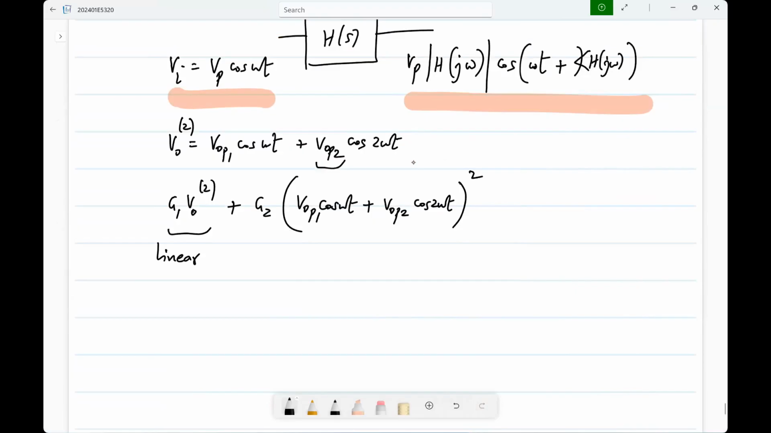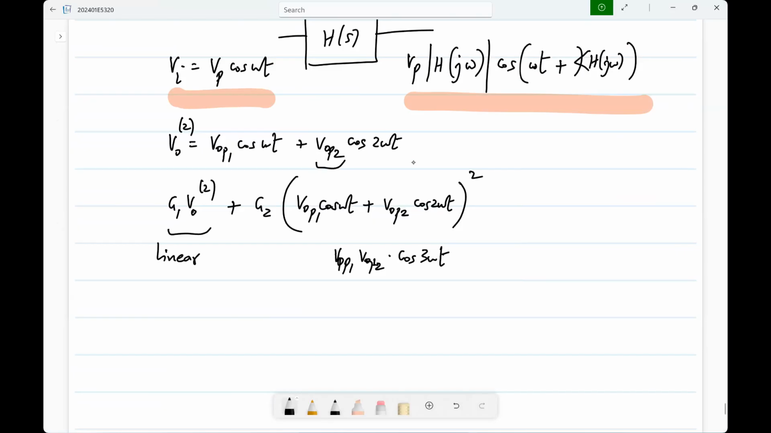What will this give you? First of all, the individual squares will give you the second harmonic and the fourth harmonic. Okay. But let's say we are not even interested in that. But it also gives you third harmonic. The cross term will give you third harmonic, right? So you will get VOP1, VOP2 times the cross term gives you cos 3 omega t. There are many other terms, but if you are interested in the third harmonic, you still have to calculate this. Okay.